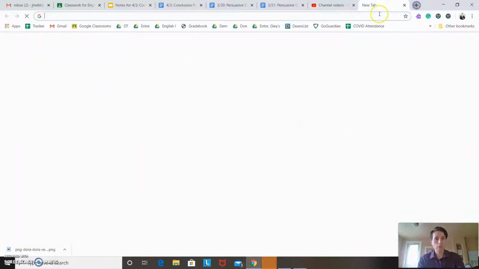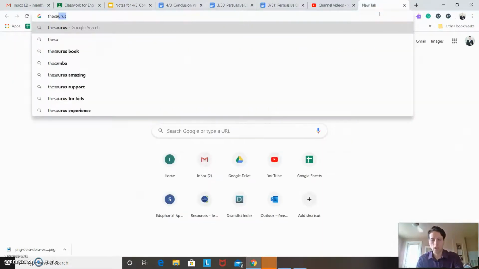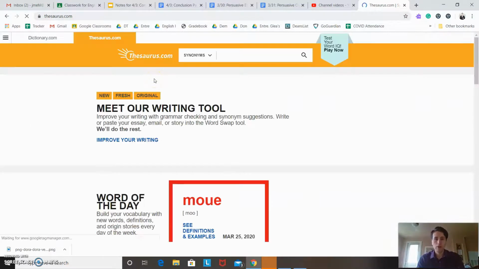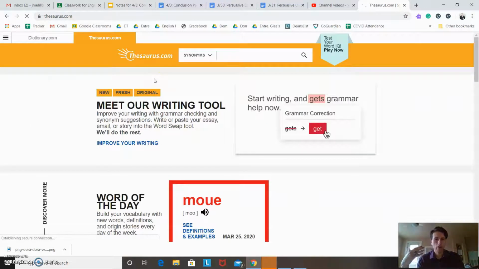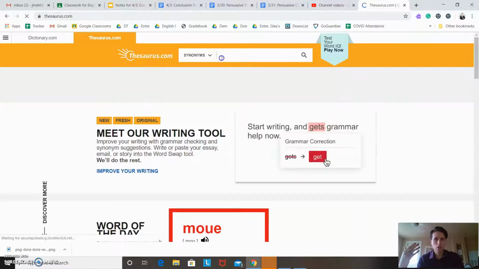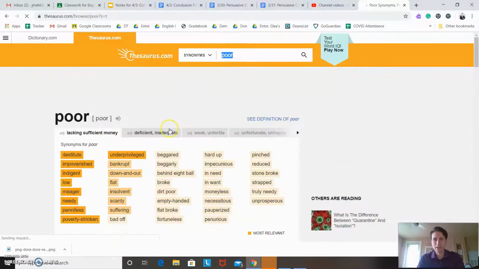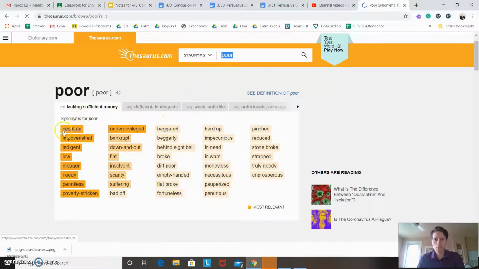There is a website called thesaurus.com that, if you go to, if you're having trouble coming up with other ways to write words, you can type in a word like poor, and it will come up with a list of words that mean close to the same thing. The more highlighted the word is, the closer it is to its original meaning.